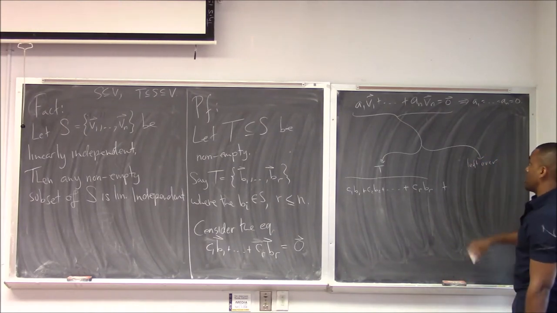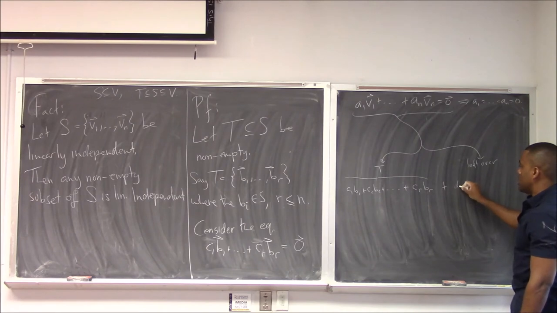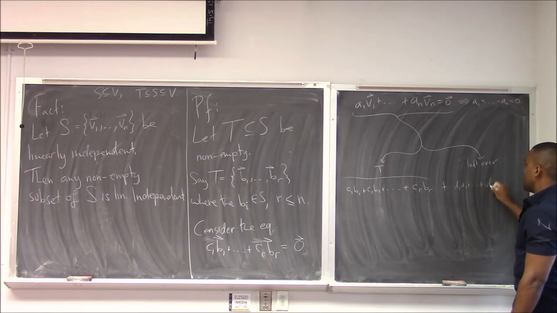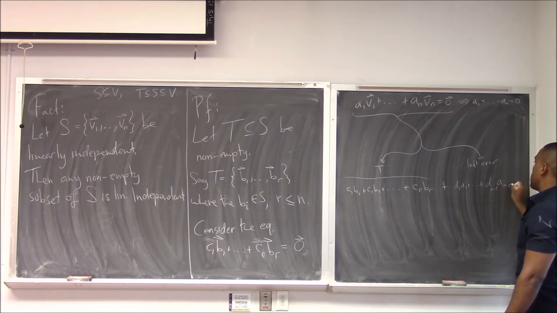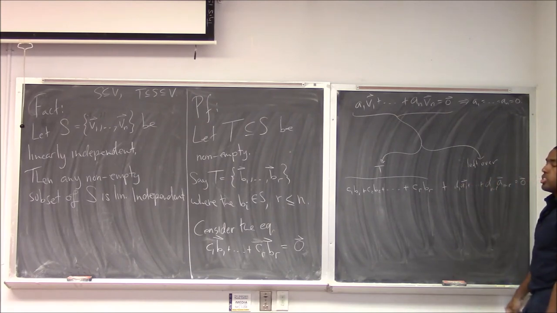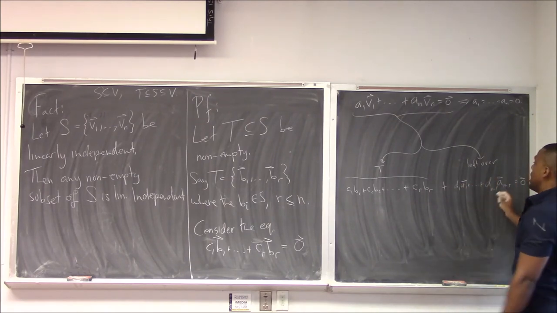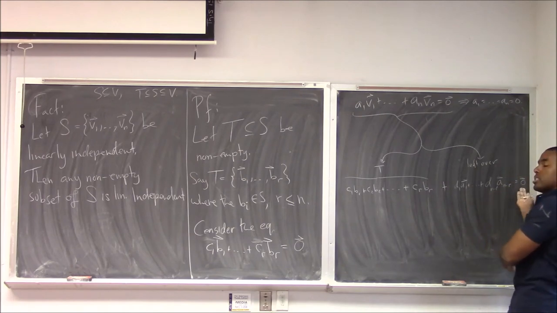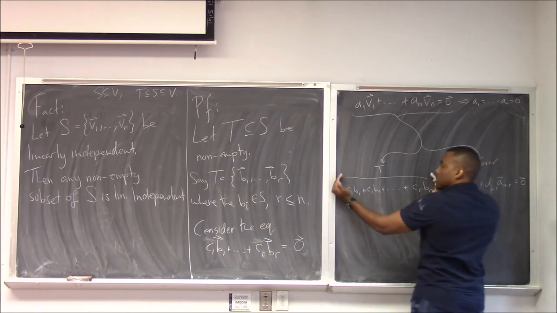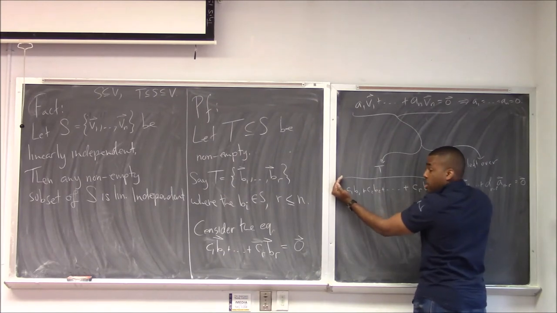Right, so we can call these D1, A1, plus, this will go up to DN minus R, AN minus R. Right, so that's the situation. But I'm saying, I know all together it gives me zero, meaning I would only get the trivial solution. But what if I only look at a subset of this? I only pick a part of it.